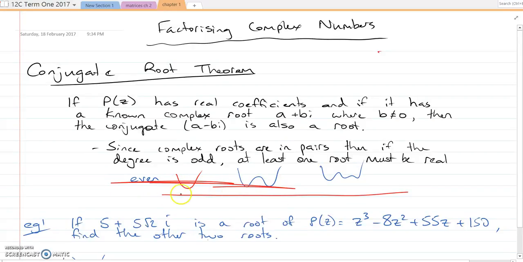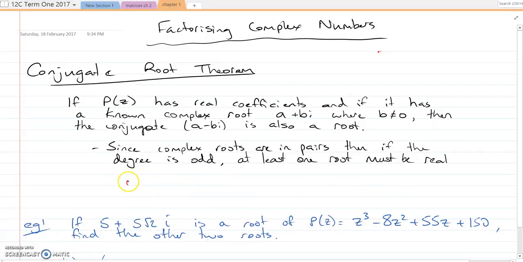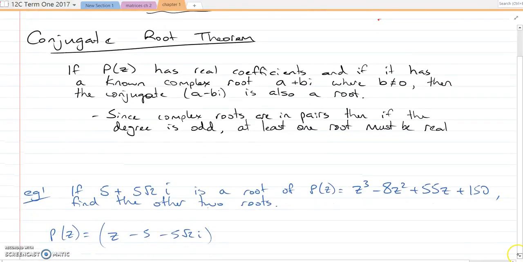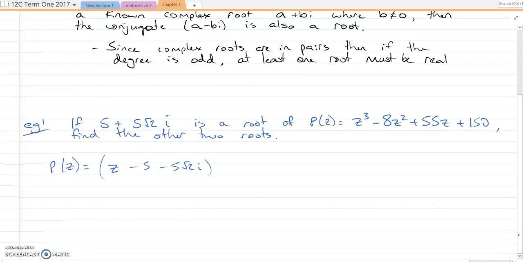And of course, if you've got an odd degree, like this, etc., it doesn't matter where you draw an x-axis along here, this thing is always going to cross, because it goes from positive infinity to negative infinity. Hope that made sense. All right, the problem that we're going to do next, here's my example.